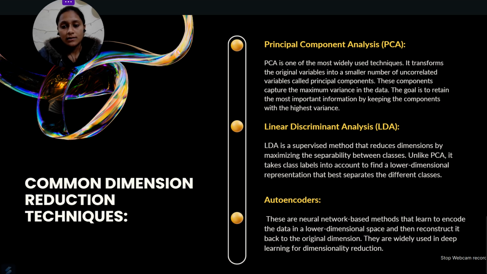Second is linear discriminant analysis, that is LDA. It is a supervised method that reduces dimensions by maximizing the separability between classes. Unlike PCA, it takes class labels into account to find a lower dimensional representation that best separates different classes. And the next is autoencoders. These are neural network based methods that learn to encode the data in a lower dimensional space and then reconstruct it back to the original dimension. They are widely used in deep learning for dimensionality reduction.